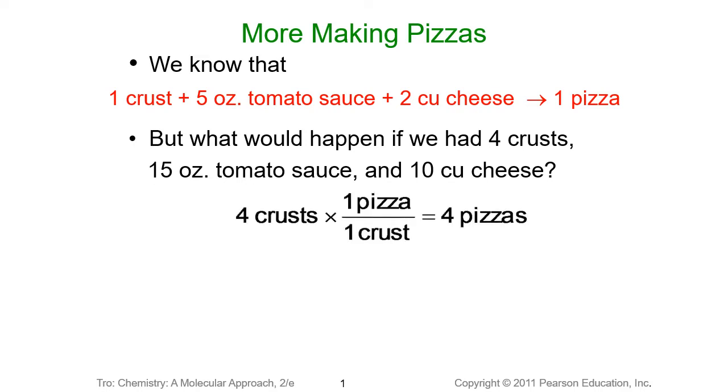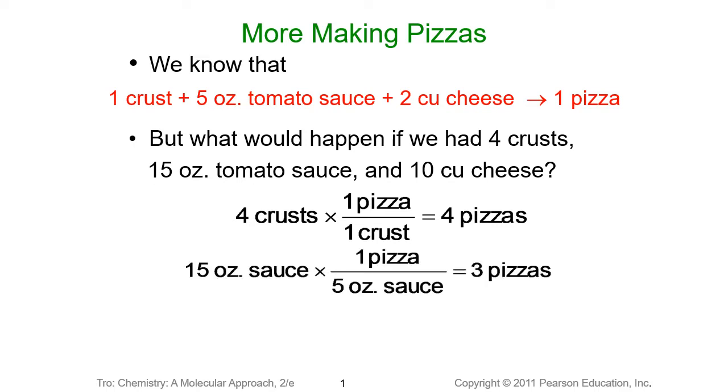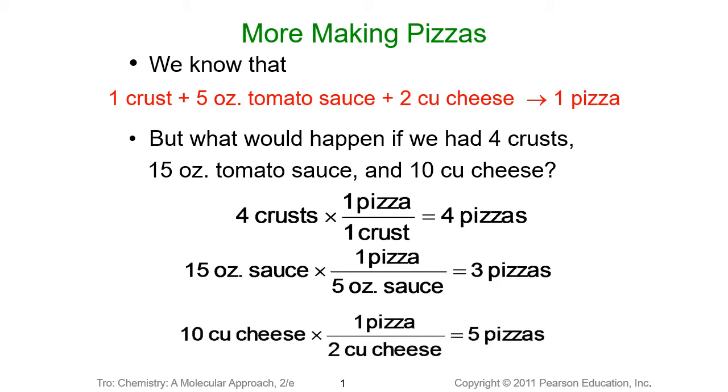Well, we need to look at each of the ingredients to determine how many pizzas. If we have 4 crusts, we can make 4 pizzas. If we have 15 ounces of sauce, we can make 3. And if we have 10 cups of cheese, we can make 5. So the maximum amount of pizzas that we can make is 3 because all of the sauce gets used up. So our sauce would be our limiting ingredient.